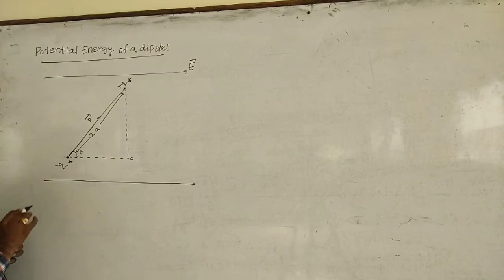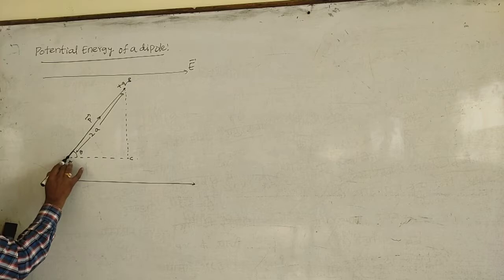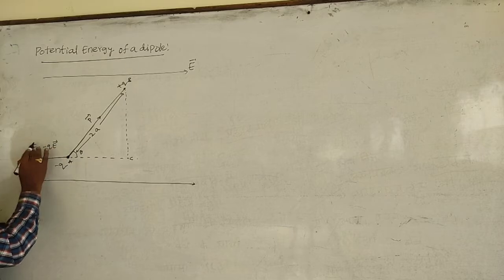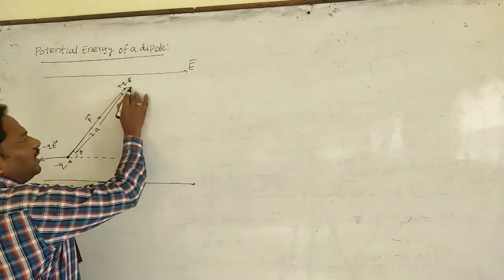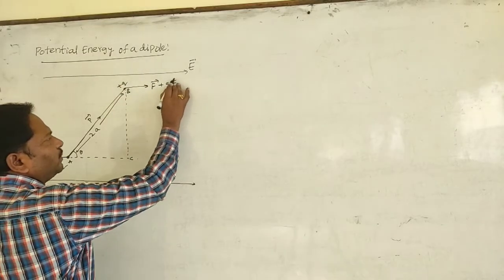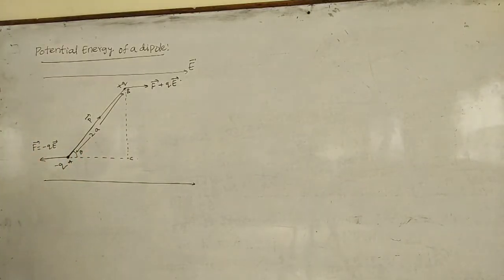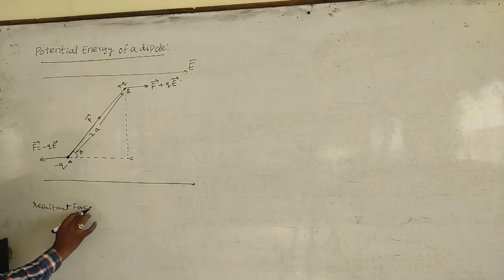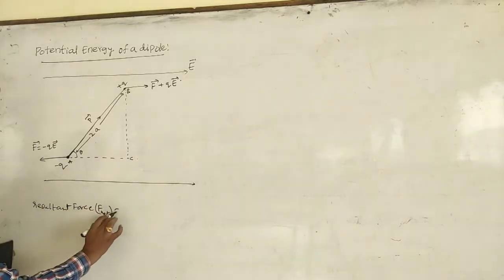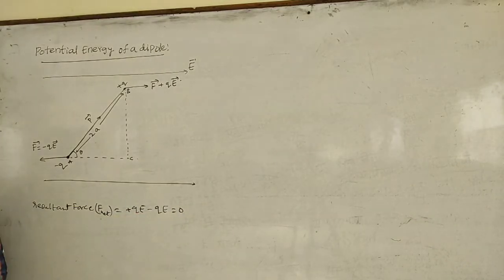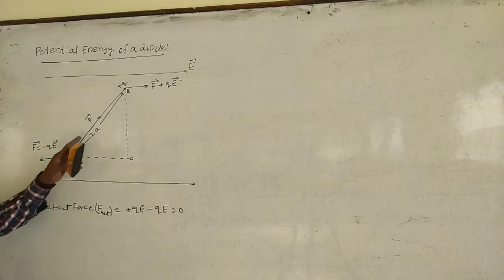When it is placed in the uniform electric field, two equal and opposite forces act. The force on minus q is opposite to the electric field, and the force on plus q is in the direction of the electric field. So F bar is equal to plus QE bar. Now what is the resultant force? The net force is plus QE and minus QE, which equals 0. The force on the dipole is 0.